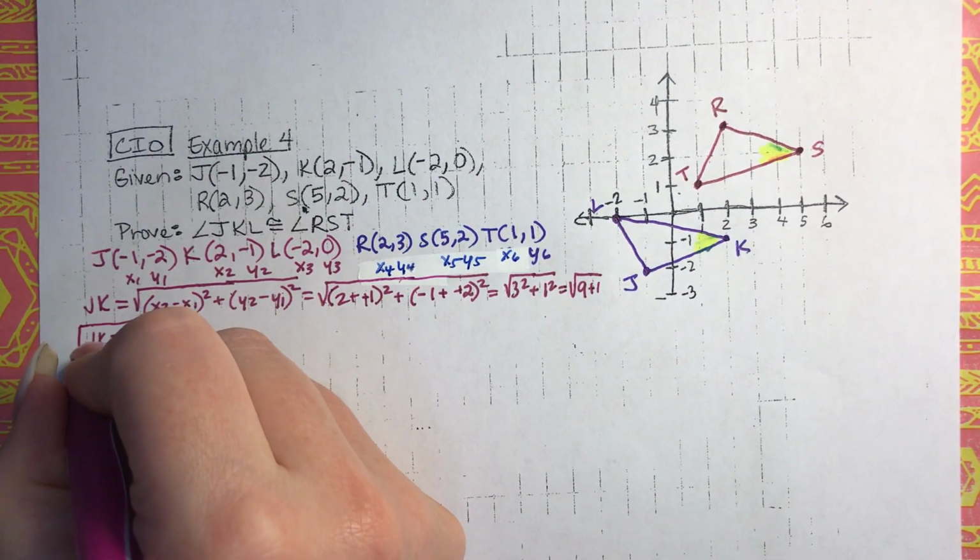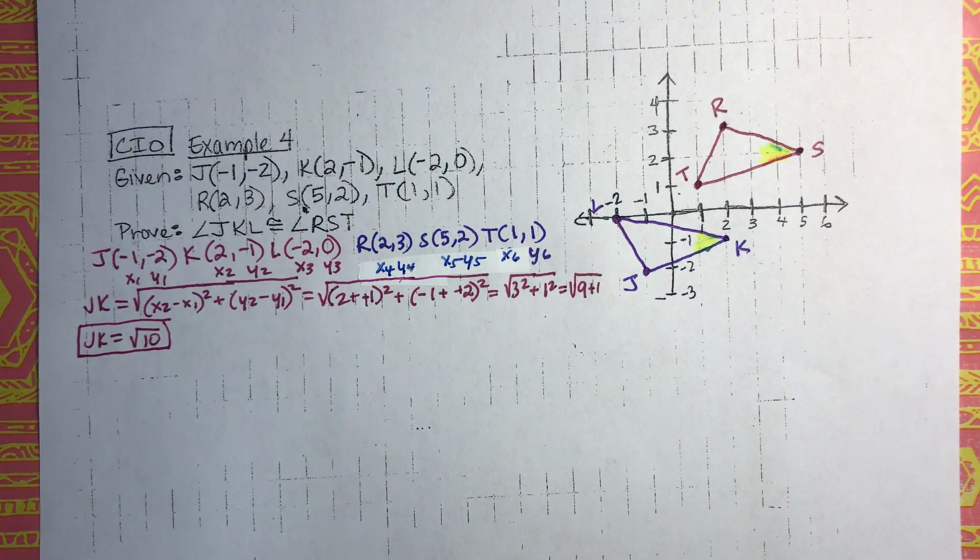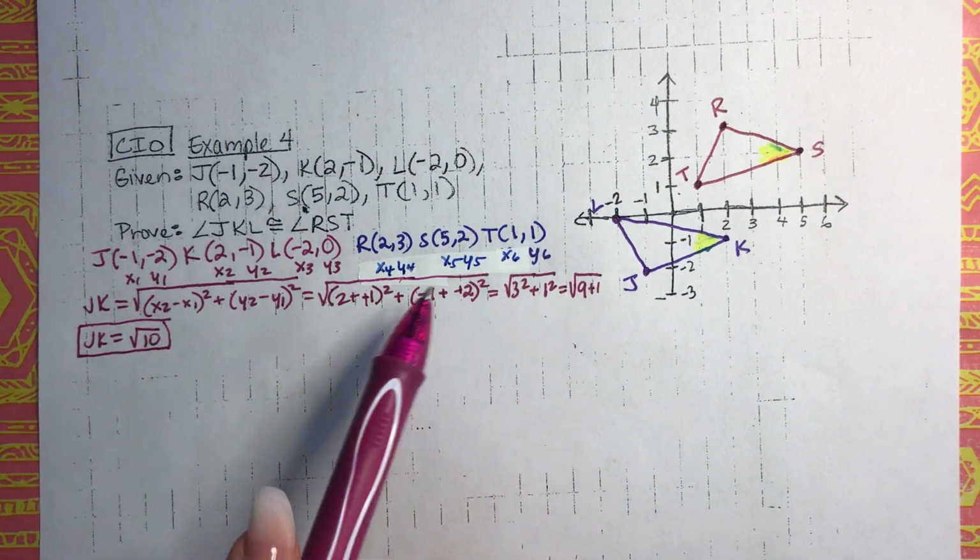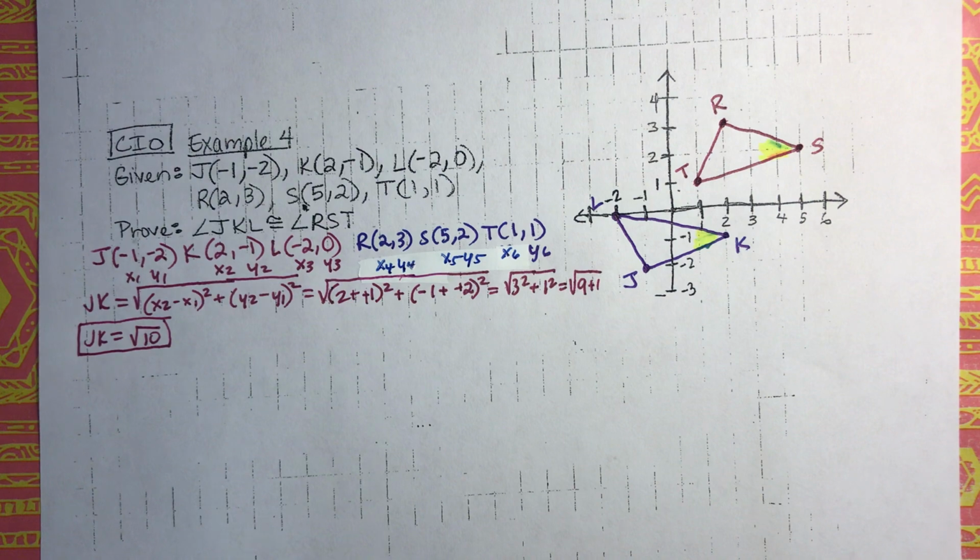So we're asking ourselves, is there a squared number that's a factor of 10? 2 times 5? No, neither of those are squared numbers. So that's it. That's an exact form. Now we're going to go to the next one. So we know JK is the square root of 10.